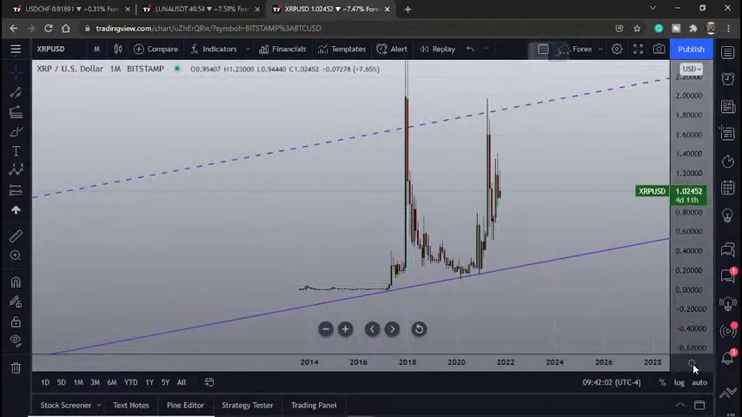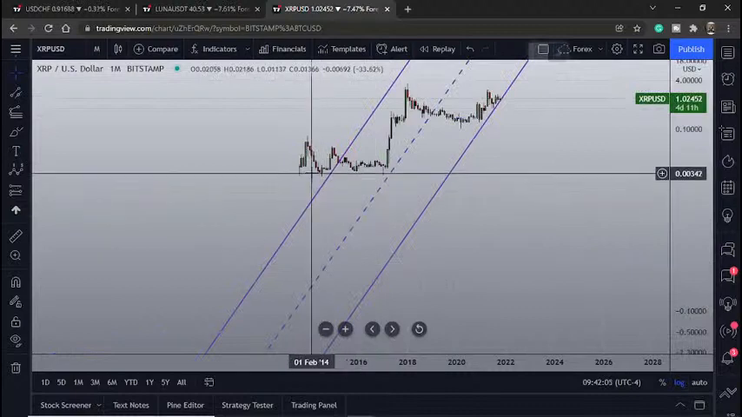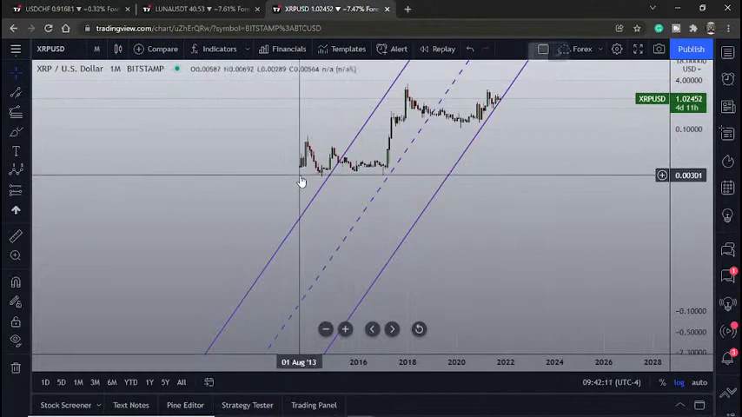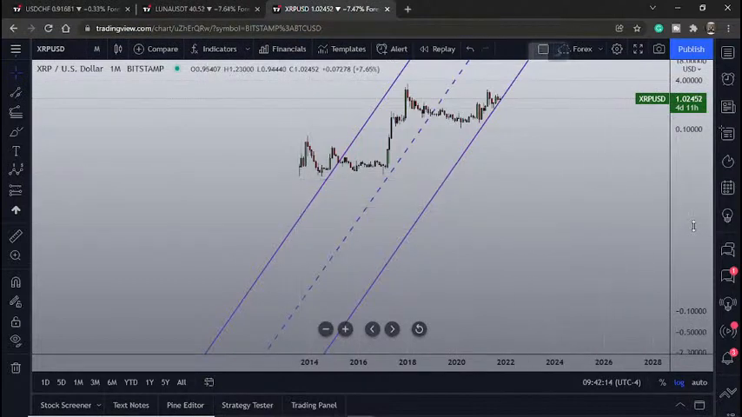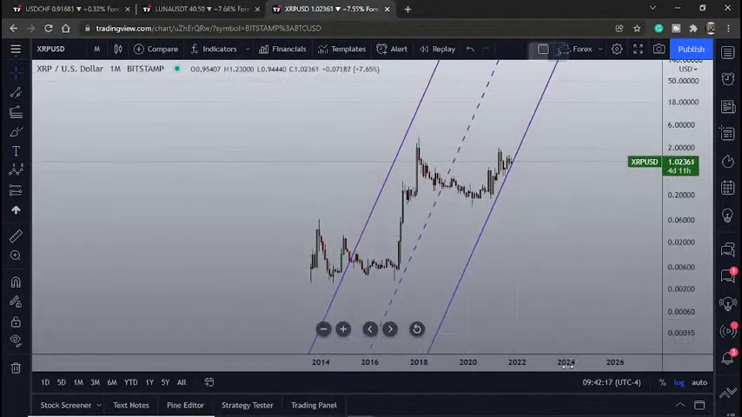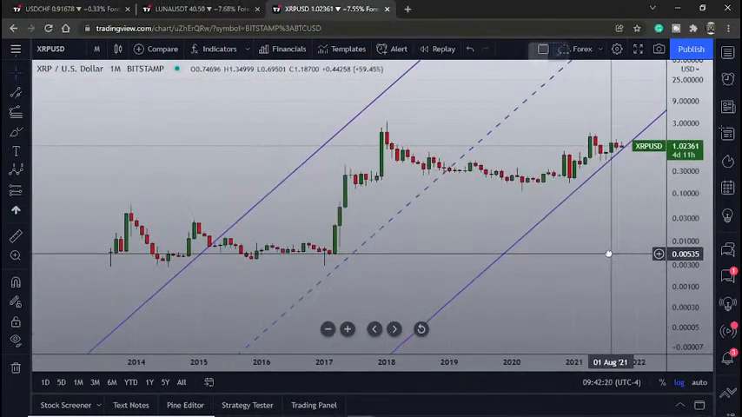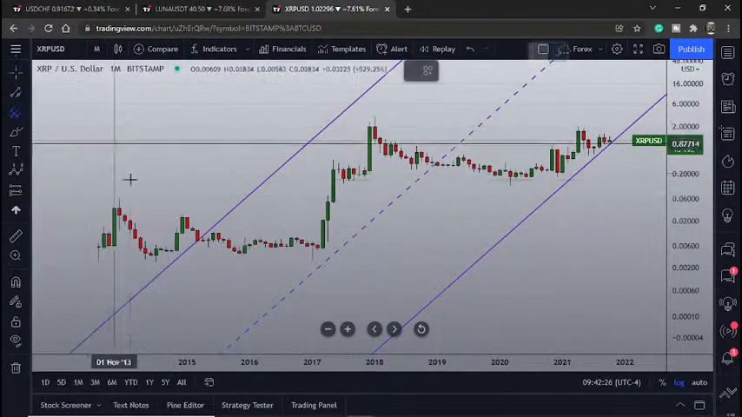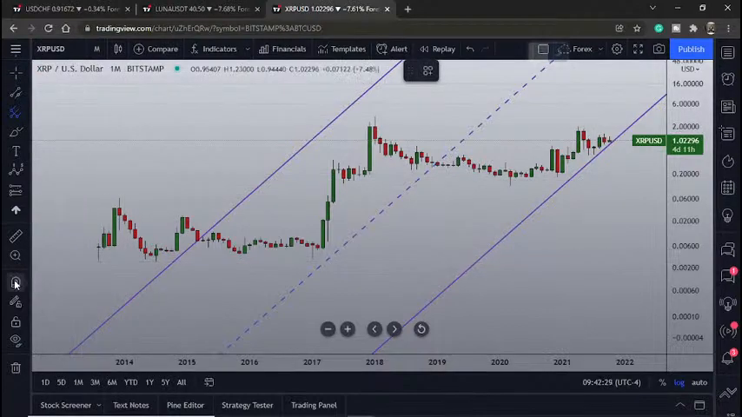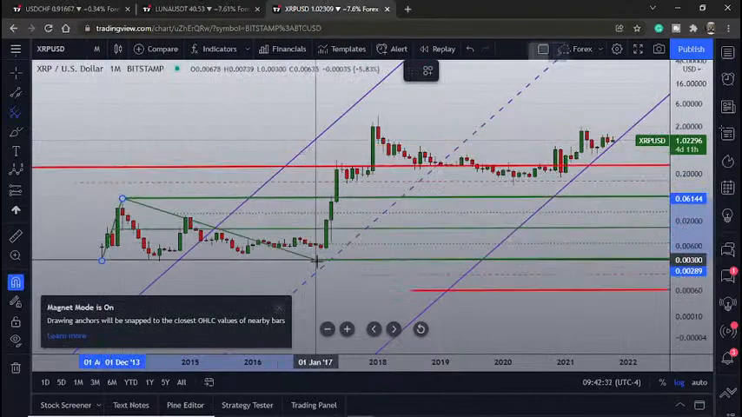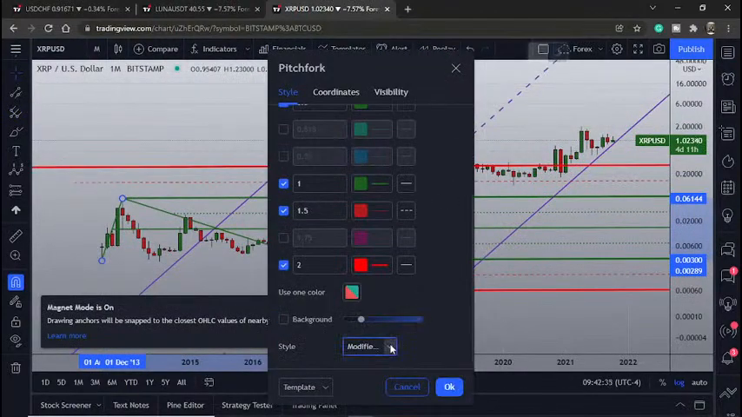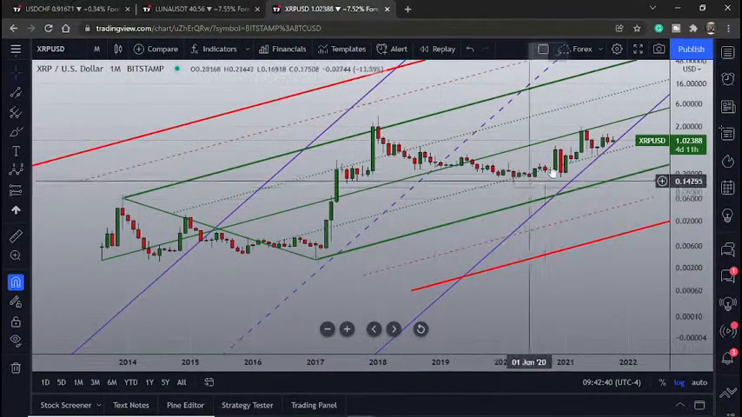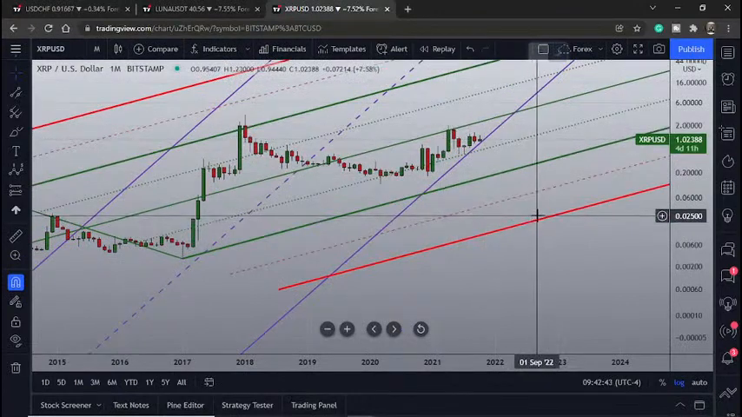It really depends where your anchor points are. You want to do that on a log scale, and which anchor points are you using? Let's play. Let's get that on there. Yeah, center median line, upper median line there, down, center median line, and now we're stuck.